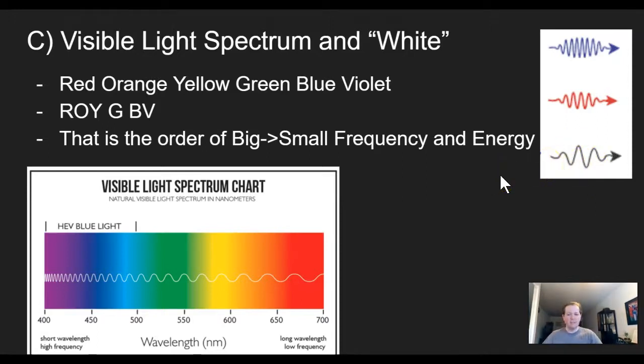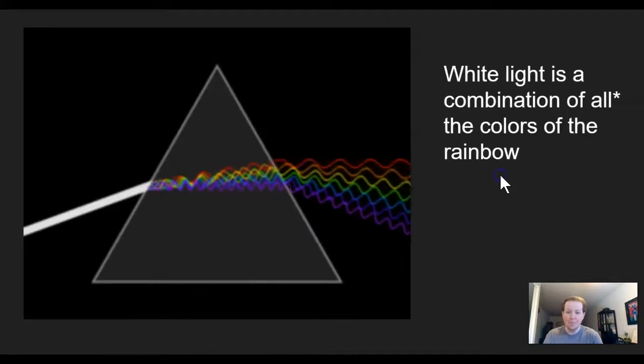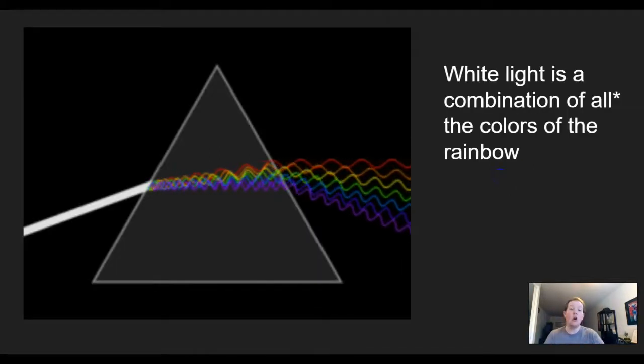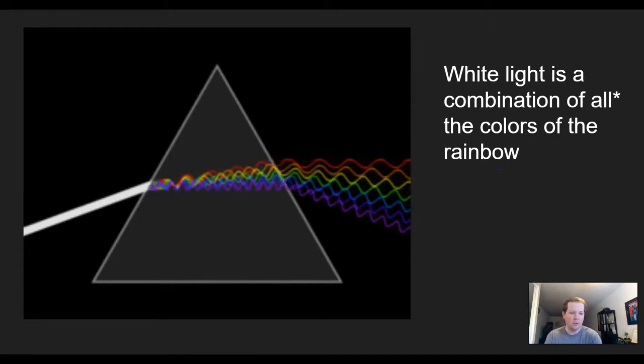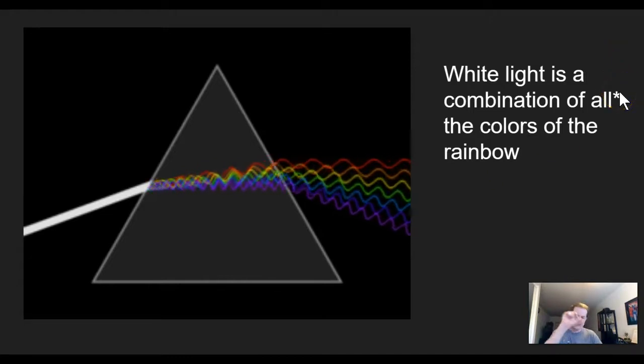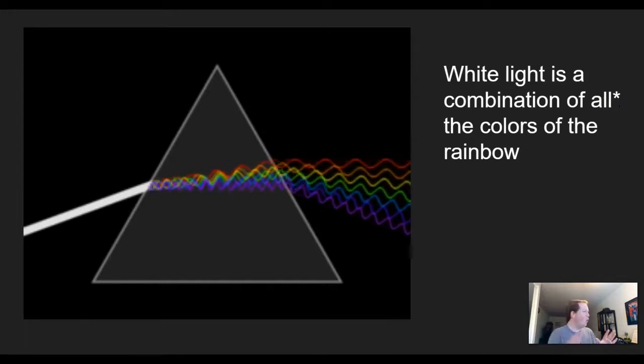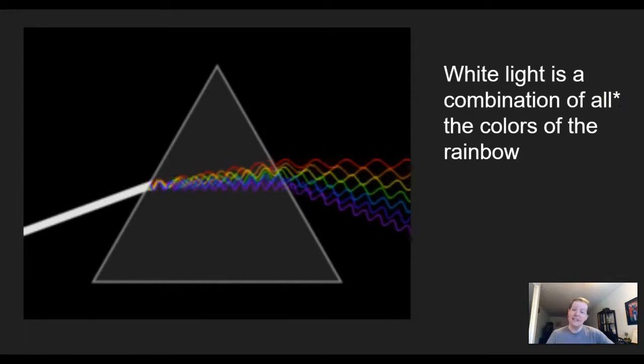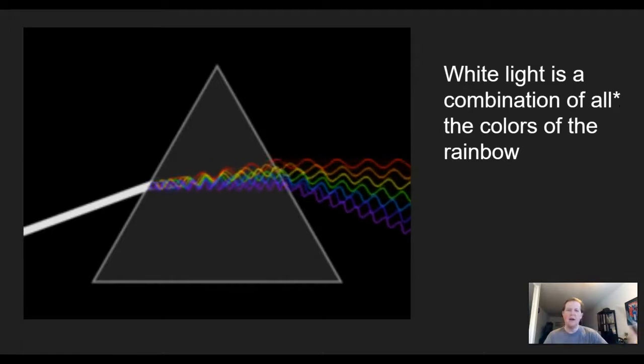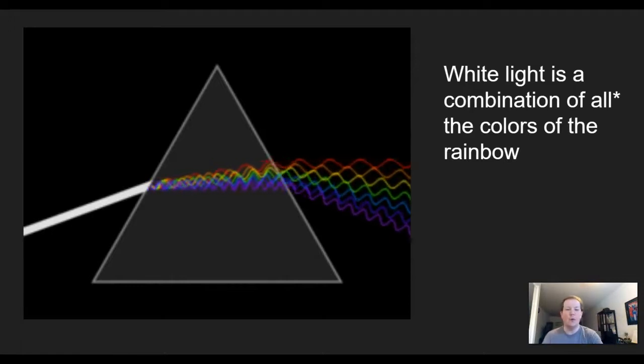So the visible light spectrum, it's the colors of the rainbow. White light is a combination of all the colors of the rainbow. I say all with a little asterisk, because you're going to do an activity where you don't necessarily need all the colors of the rainbow, because that's not necessarily what your phone uses. But I'm not going to get too much into that, because that's part of your activity.